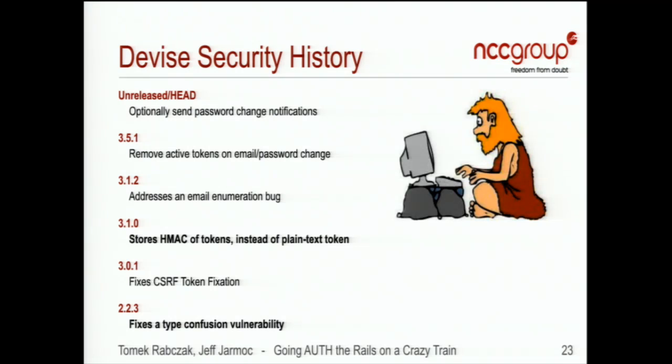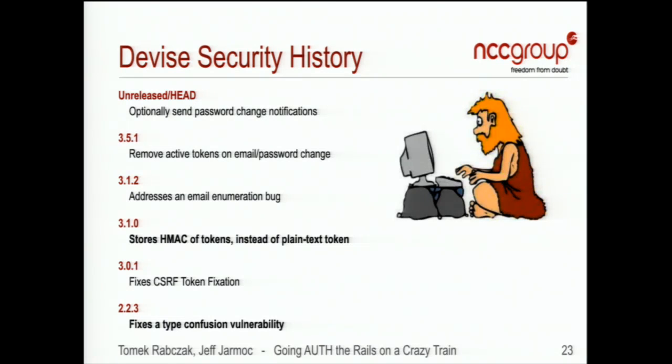Over the years, we've had things like disabling outstanding password reset tokens when the user changes their email or password. There was an email enumeration bug a little while ago. In 3.1.0, I've got this bolded, they no longer store reset tokens as plain text. They store an HMAC of the token, which is something that's really good. If you end up with a SQL injection vulnerability or something like that where I can read the contents of the database, there's no longer a token there that will allow me to reset a user's password in plain text, because it's stored as an HMAC. So that's a big improvement, and that's something that can be really easy to overlook.